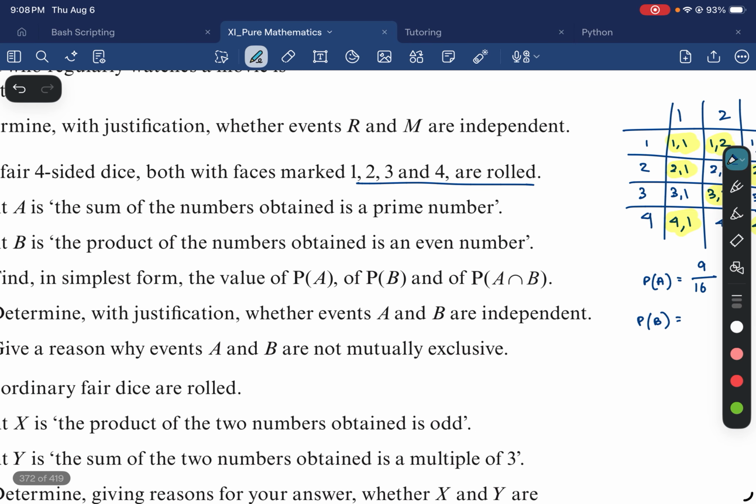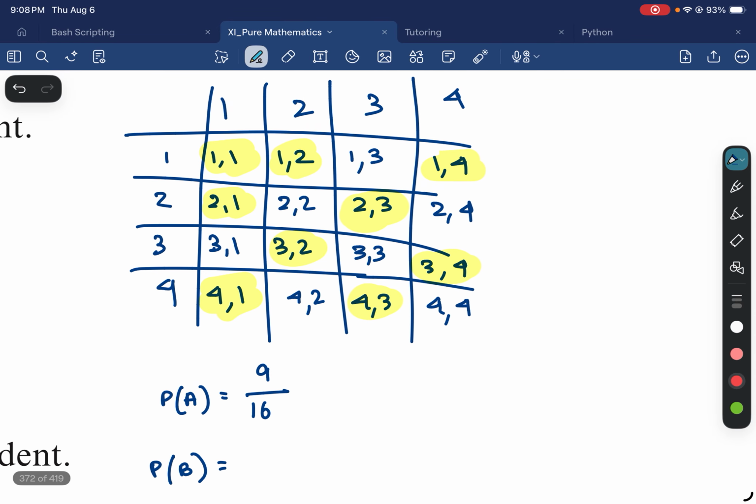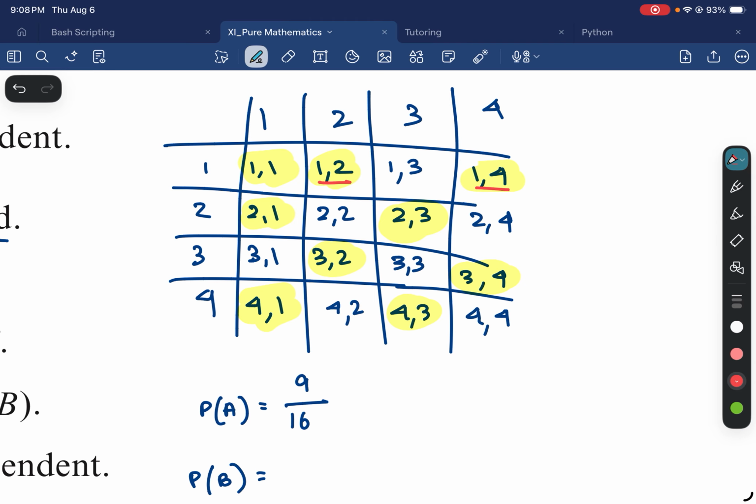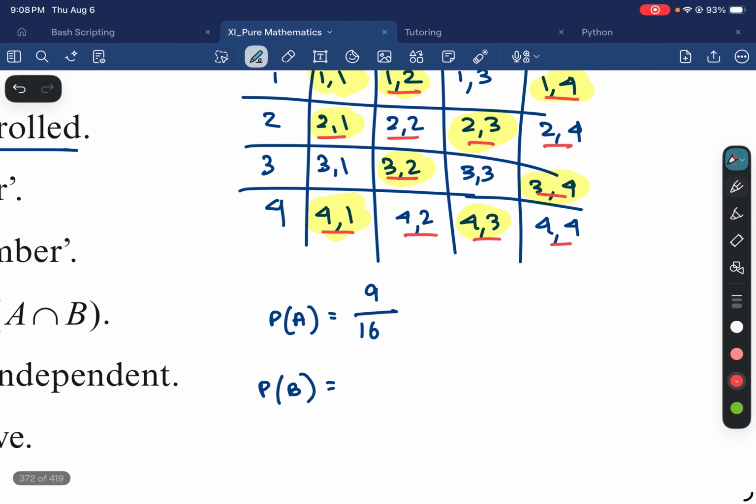The product of the numbers obtained is an even number, right? So which are the numbers that satisfy this? These two. Everything here is even. And these two, right? So basically both numbers can't be odd. I need at least one even number. So I have 2 plus 2 is 4 plus 8. So I have 12 such numbers.